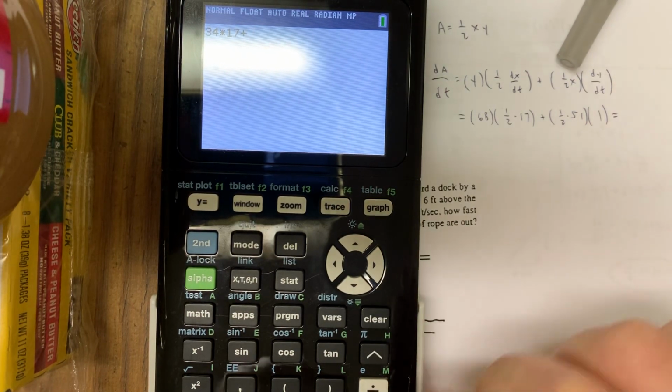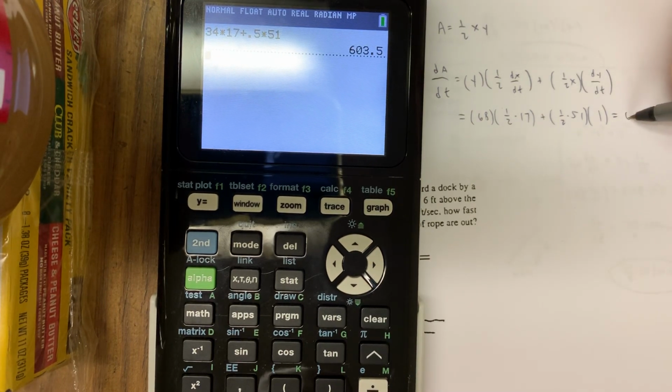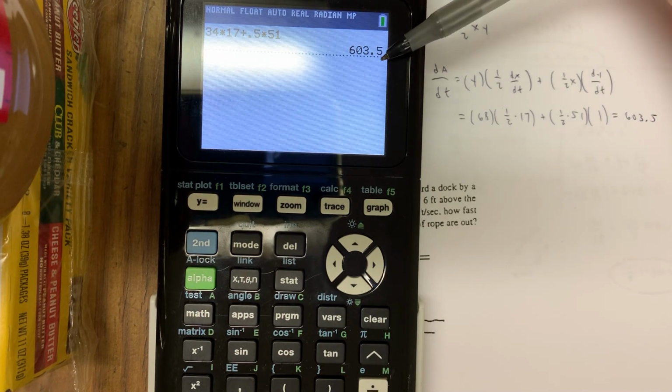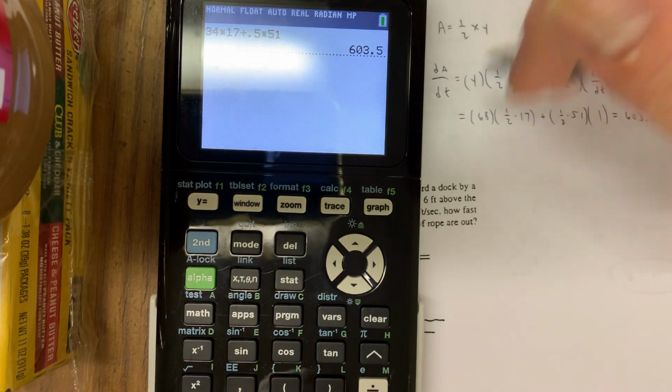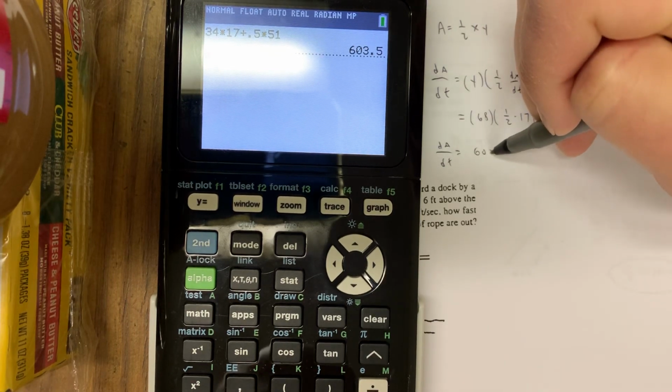Plus 1/2 times 51, so 0.5 times 51. So I get 603.5, the number of dates I had this weekend. I have this weekend coming up. One of them is not really going to work out that well. I'm going to have to leave in the middle of it. Anyway, so dA over dt, come on, that was funny, is 603.5.